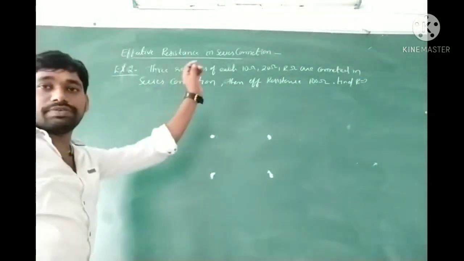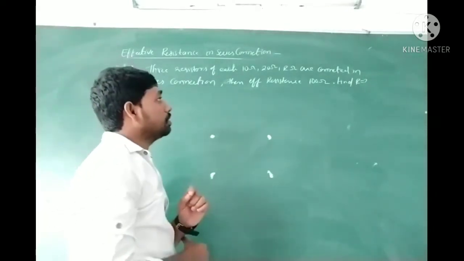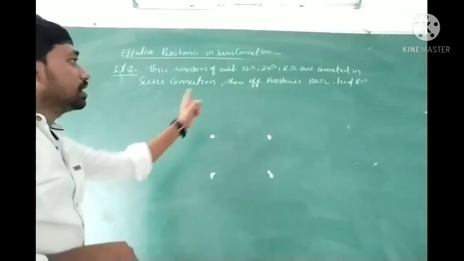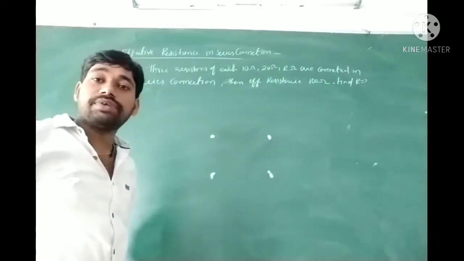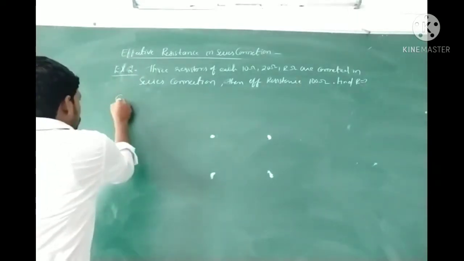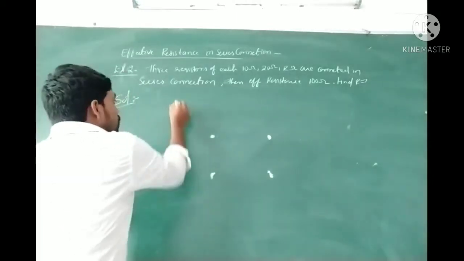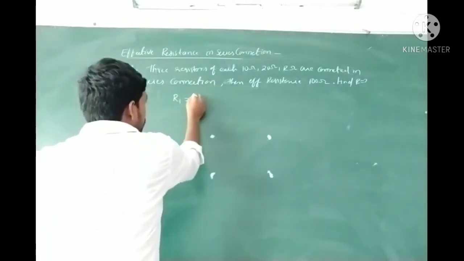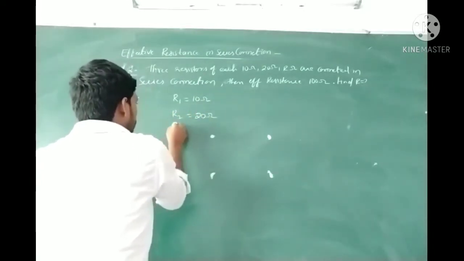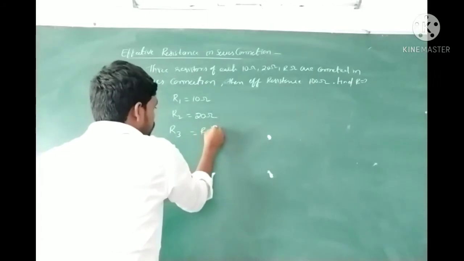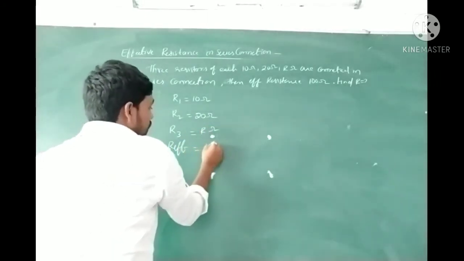So the question is very clear. They have given 3 resistors of 10 ohms, 20 ohms and R ohms connected in series. The effective resistance is 100 ohms. Then they are asking for the value of R. So you can see the solution. First, whenever any question is given, try to write the given data. So R1 is equal to 10 ohms, R2 is equal to 20 ohms, R3 is equal to R ohms. R effective is given in the question, that is 100 ohms.